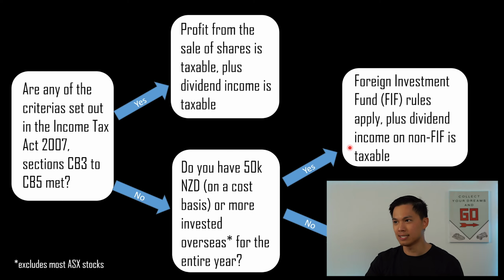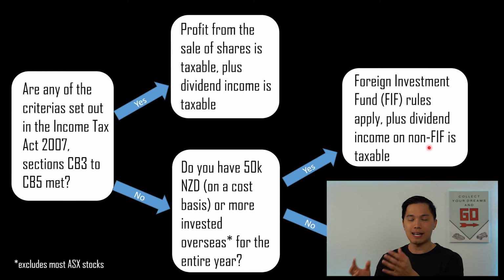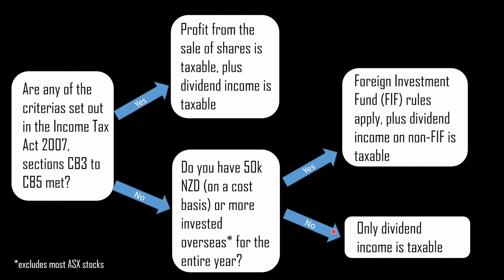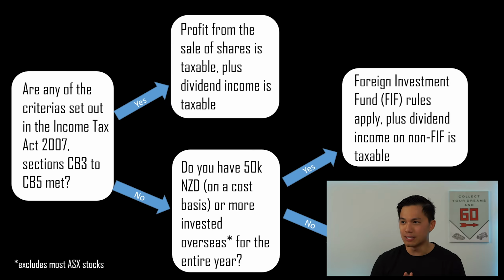But if you have more than $50,000 on a cost basis, then you'll be liable for FIF taxes. All right. So if yes, the foreign investment fund rules apply, plus dividend income on non-FIF is taxable. So if you have any New Zealand stocks, you still have to pay taxes on dividends for those, but you won't have to pay taxes on dividends for your overseas stocks that you own. On the flip side, if you don't have more than 50,000 New Zealand dollars invested, then only dividend income is taxable. So if you're an investor and you don't have more than 50,000 invested overseas, you only need to pay taxes on dividends. So that is the easiest way to pay taxes: be an investor and don't have more than 50,000 invested overseas. All right. So those are the different outcomes.